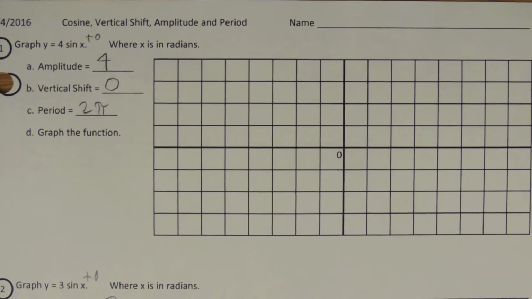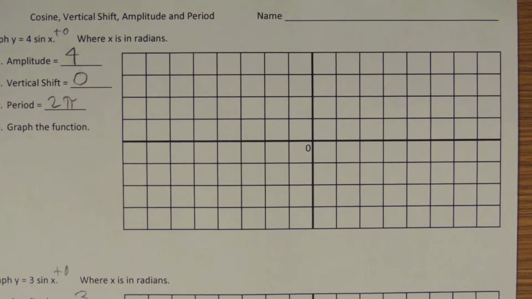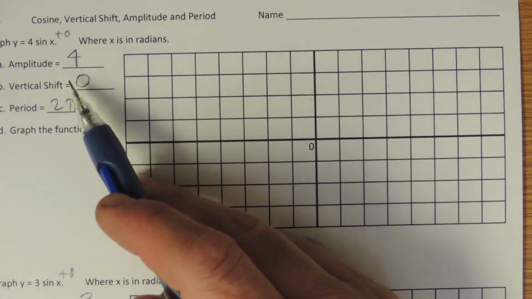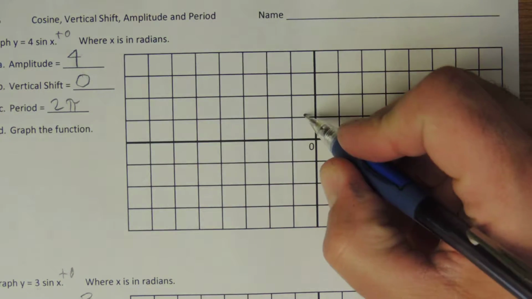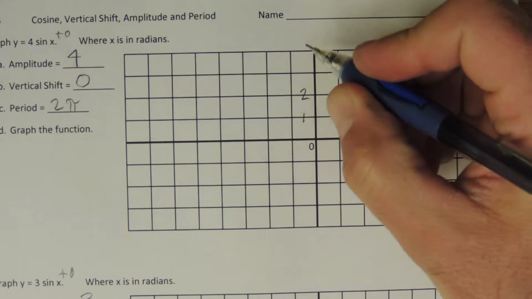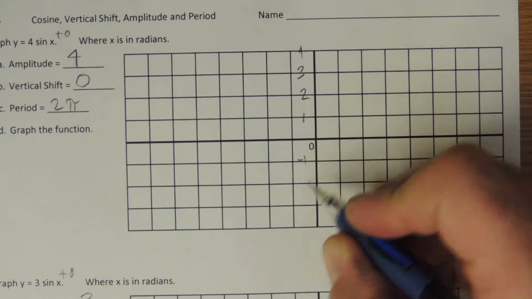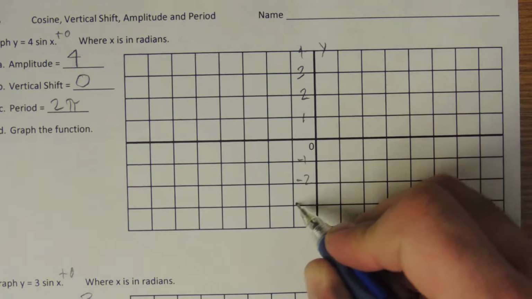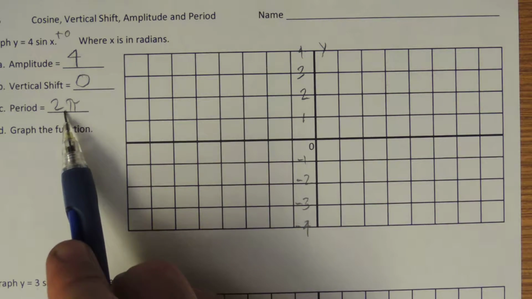Okay. Now I'm going to graph problem 1. I'm going to take that information and put it on my graph. So first of all, my amplitude goes to 4, and I have no vertical shift. So I am going to go from 1 to 4 on my vertical axis, which is y. And I look at my period.